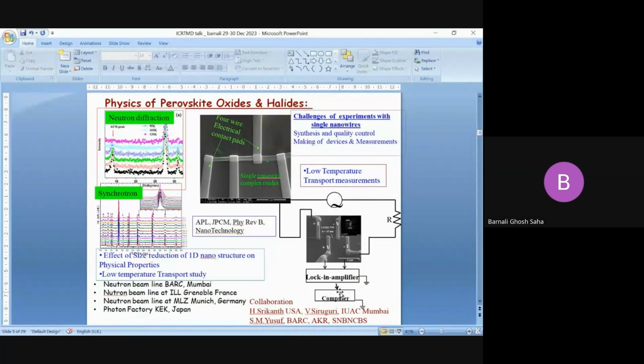For this, we are using some lithographic techniques to make the devices, and we are working on a single nanowire device. It is quite challenging. This is a single nanowire, and we are putting 4-wire contacts on it by lithographic techniques and doing the electrical measurement, making the contacts with this.